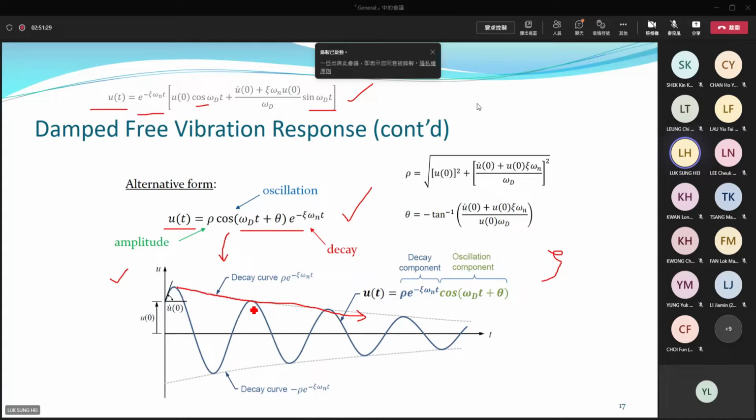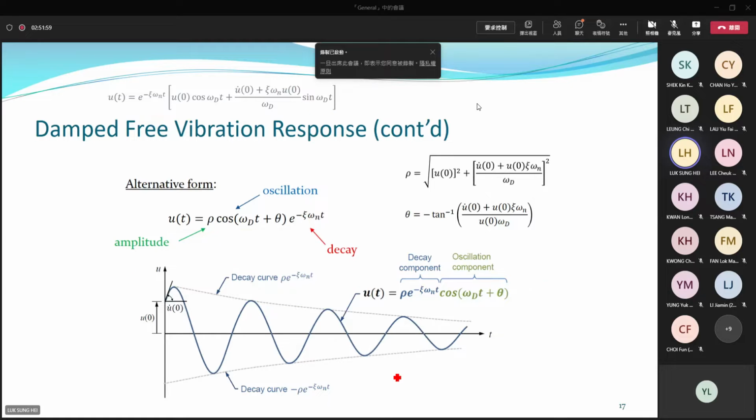Vibration amplitude is associated with the energy, the potential energy. That means you have some energy loss in the system. This rate of decay depends on the exponential function, e to the minus omega times damping ratio times t, so it depends on these factors. The larger the damping ratio, the steeper the decay curve, the greater the energy loss.